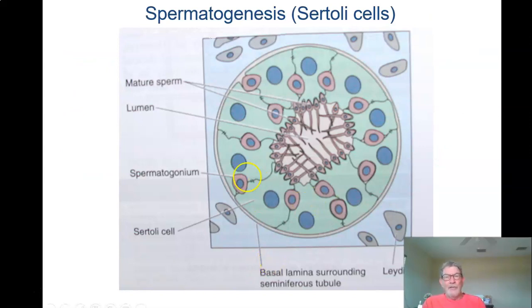So here we have Sertoli cells all around in here. They're supporting the production of these cells to become spermatids. These are still spermatids until they get released, and then they're called sperm once they're freely swimming. The Leydig cells out here are making testosterone and dihydrotestosterone.